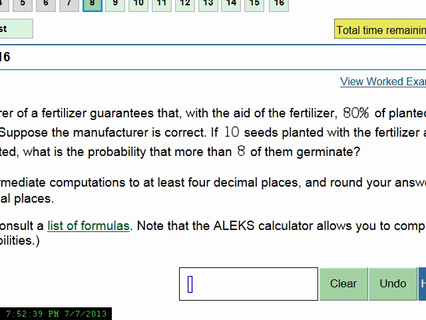All right, we have a manufacturer of fertilizer who guarantees that with the aid of the fertilizer, 80% of the plant seeds will germinate. Suppose the manufacturer is correct on this 80% germination rate. If 10 seeds planted with the fertilizer are randomly selected, what's the probability that more than 8 will germinate? So we know that the probability of a seed germinating is 80%. We've got 10 seeds and we want more than 8.